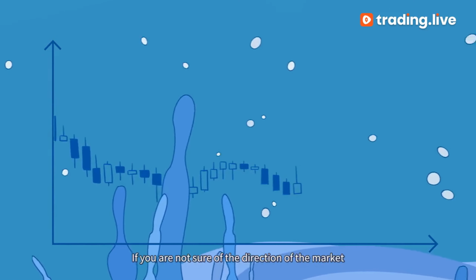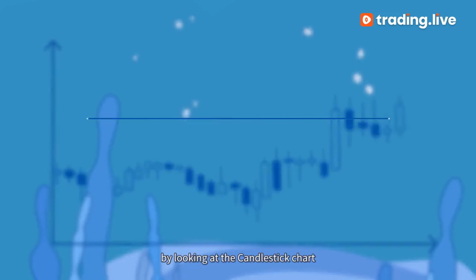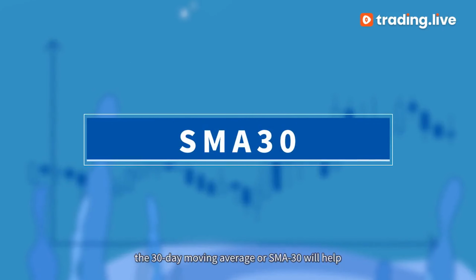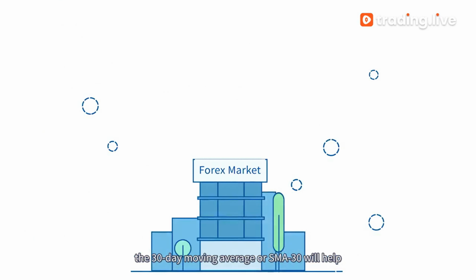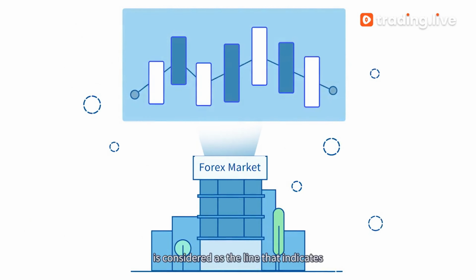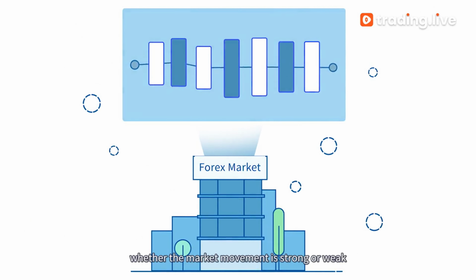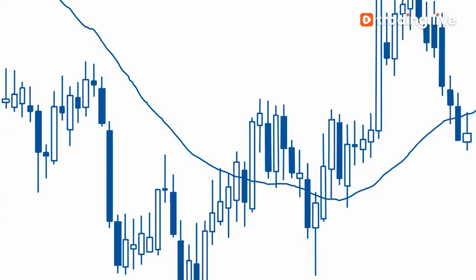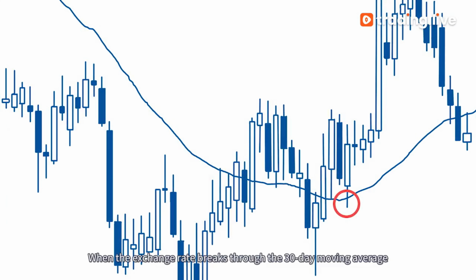If you are not sure of the direction of the market by looking at the candlestick chart, the 30-day moving average, or SMA 30, will help. The 30-day moving average is considered the line that indicates whether the market movement is strong or weak. When the exchange rate breaks through the 30-day moving average and finds support near it after a retest, it often means that a change in the direction of the midterm market trend is about to start.